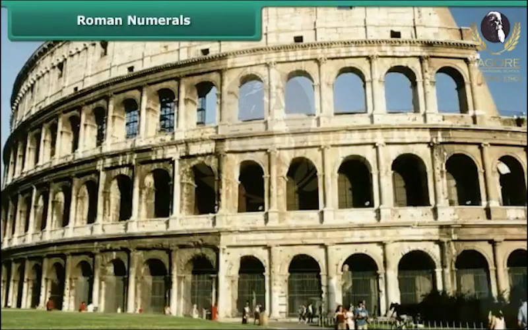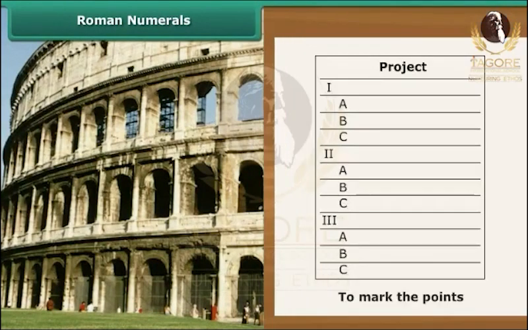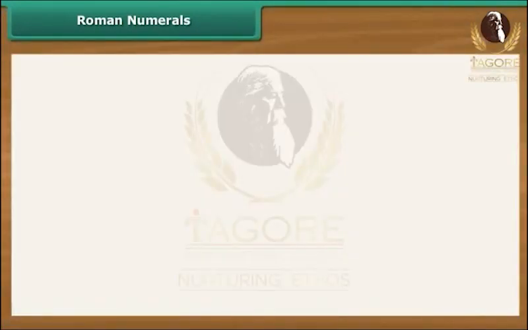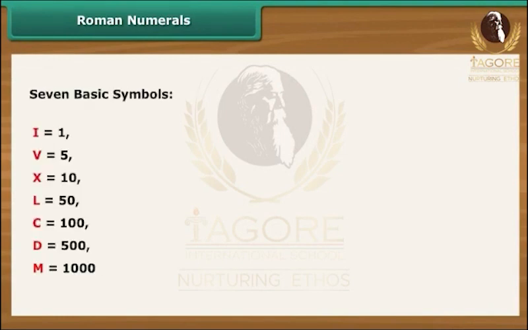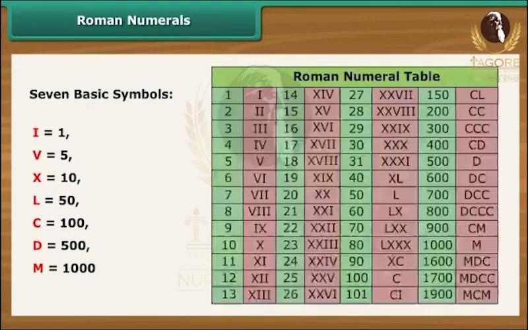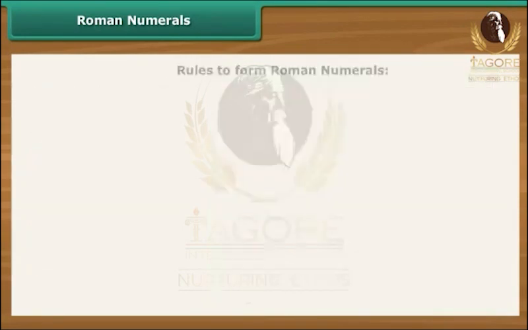Roman numerals. We use the Hindu-Arabic system of numerals. Another system of writing numerals is the Roman system. It is one of the oldest systems of writing numbers which is still prevalent at many places. Unlike the Hindu-Arabic numeral system, Roman numeral system uses 7 basic symbols to represent different numbers. The symbols are as follows. Look at the table of symbols. There are certain rules to form Roman numerals.